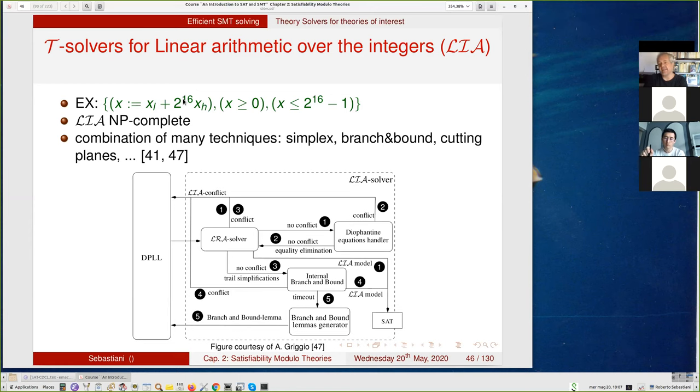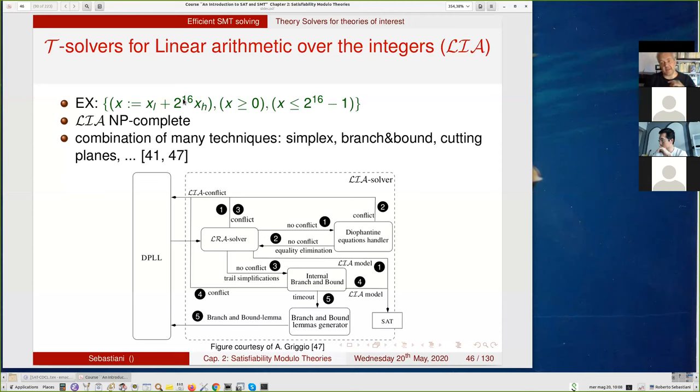What you do typically is start reasoning on the rationals. You first look for a solution in the rationals. Of course, if you fail to find a solution in the rationals, there cannot be any solution in the integers. And when you have a solution in the rationals, and you have characterized your space of solutions, there are a number of techniques you can apply.